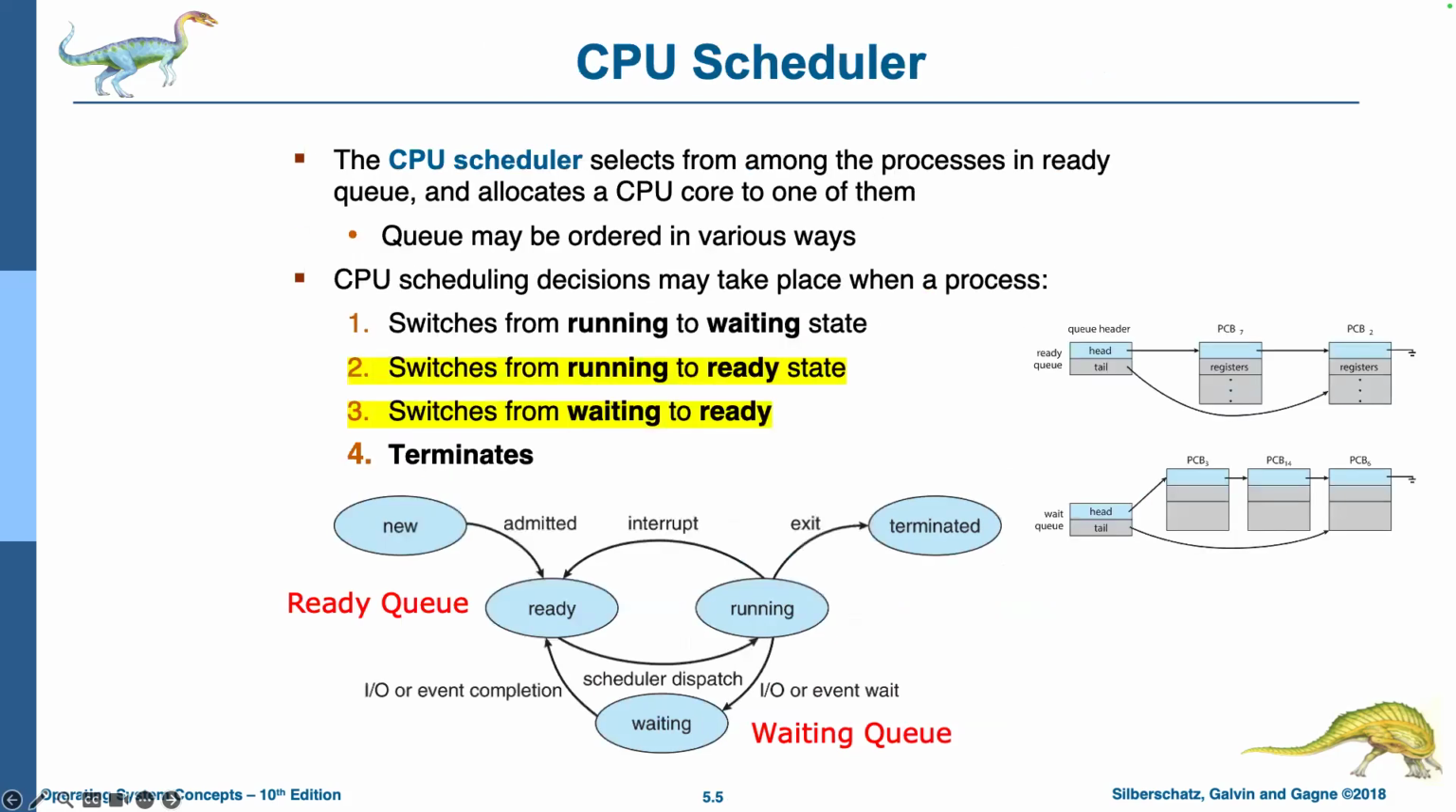Okay, so let's go into more details. The CPU scheduler selects from among the processes in the ready queue and allocates a CPU core to one of them. A process must physically have a CPU core to run. If it is 8 cores, then 8 threads can run at the same time.